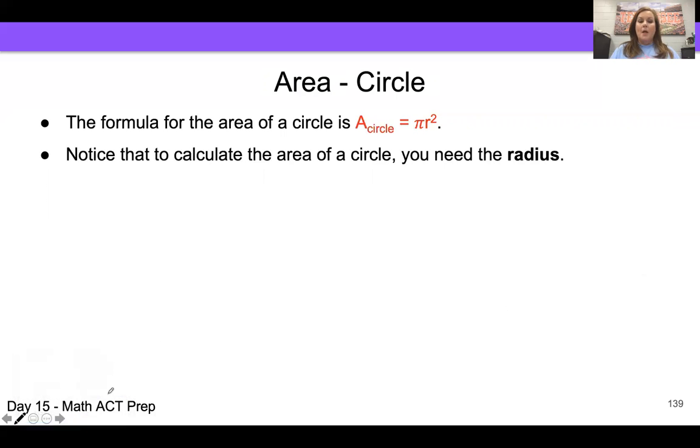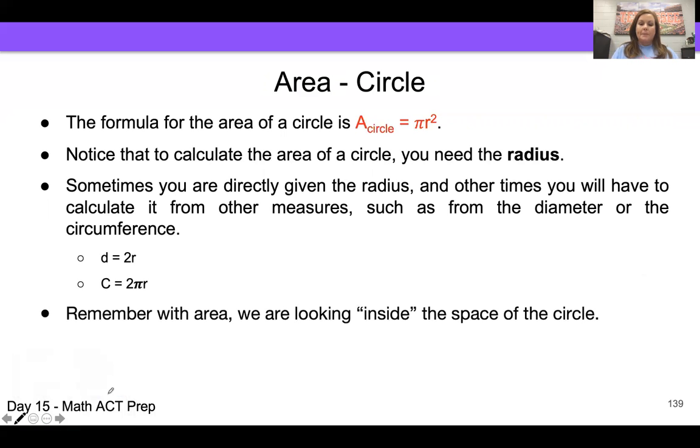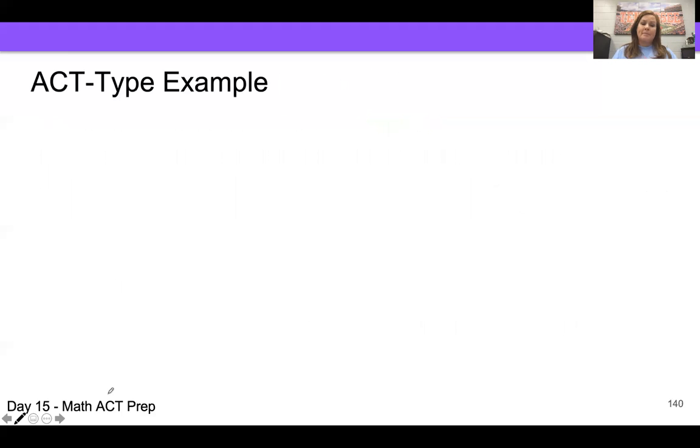Let's go blue. So when you have area, unlike circumference, you have to have the radius. So if you're given the diameter, you need to divide it by 2. You cannot use the diameter in the calculations. You've got to divide it by 2. So again, circumference, you can use it. Area is going to be the space inside the circle. Circumference is the distance around.